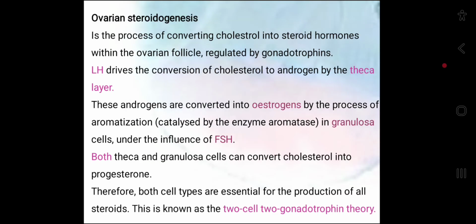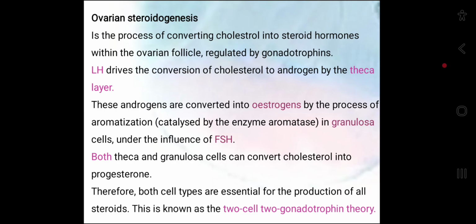Ovarian steroidogenesis is the process of secreting sex steroid hormones from the ovarian follicle using the substrate cholesterol, which is regulated by gonadotropins released from the anterior pituitary gland. Luteinizing hormone drives the conversion of cholesterol to androgen by the theca layer. We talked about the ovarian follicle in the first lecture and discussed its structure. The ovarian follicle consists of oocytes surrounded by granulosa cell layer and theca cell layers. The theca cell layer is stimulated by luteinizing hormone to convert cholesterol into androgen.